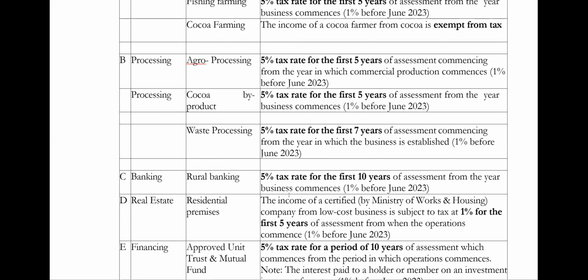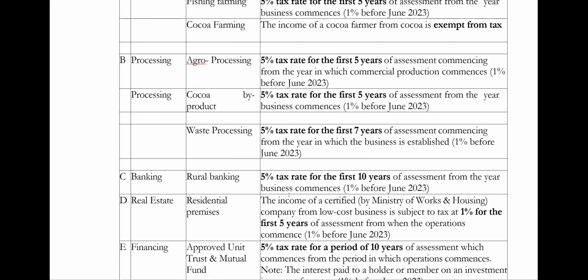So sometimes agro-processing and manufacturing depends on which one you apply for. But remember, if you apply as agro-processing for the manufacturing incentive, it means you cannot enjoy the other concession. So it's either of the two. You can choose one. So agro-processing, for 5 years from the period you commence business, are you getting it? In which commercial production begins.